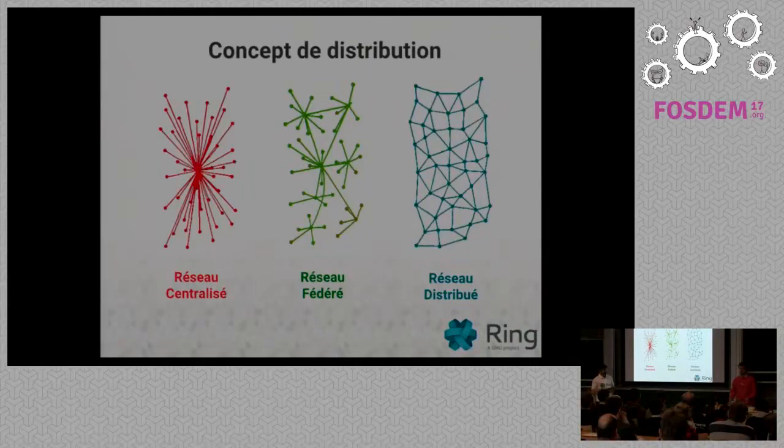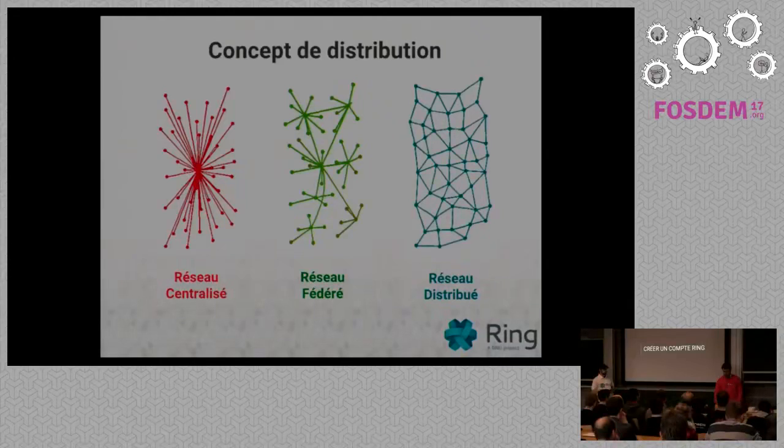The federated system is what we use with emails. With emails we have different servers. Those servers can communicate between each other, and every user is registered on a given server. So you send the email to this server, the server will communicate with other servers, and then this other server will give the email to the other end user. And Ring is fully distributed, so there's no federation concept. It's really fully peer-to-peer.